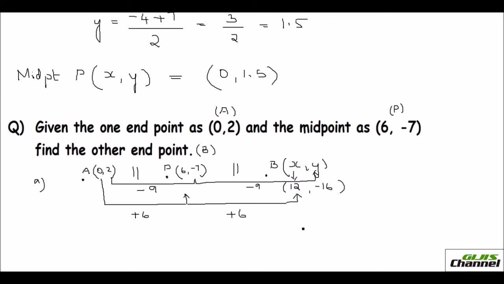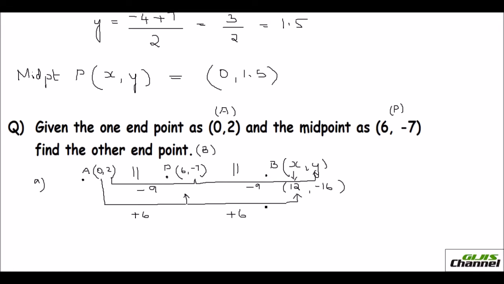Did you understand? This is simple. Just look at the number pattern. First take the x value, see how the pattern goes. So here in this example, you are adding 6 to your x coordinate to get the midpoint.